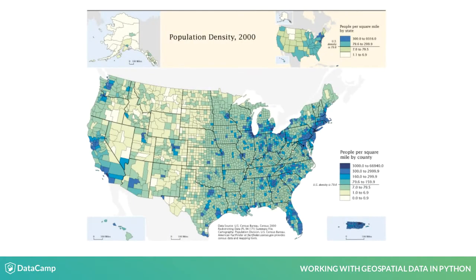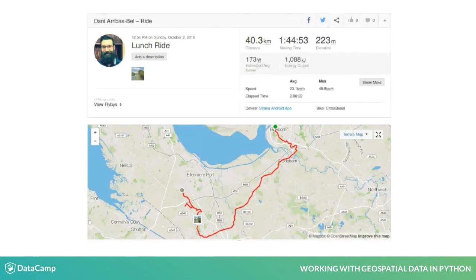Spatial data comes in all shapes and sizes. A typical example of traditional geospatial data are governmental census data. Here, we see a picture of the population density in the United States. But nowadays, there is an increasing availability of new sources of spatial data. For example, here, Dani tracked a bike ride with his smartphone, resulting in spatial data.